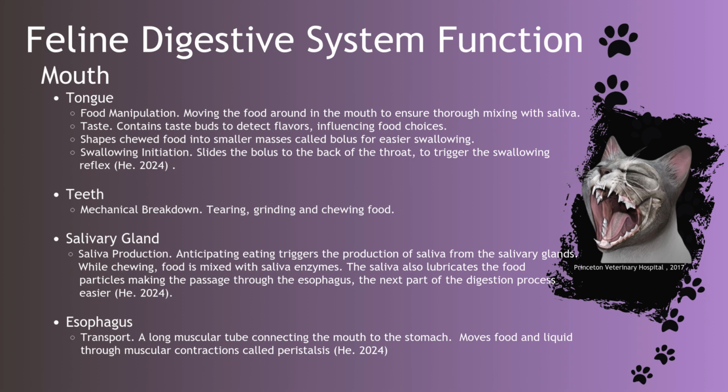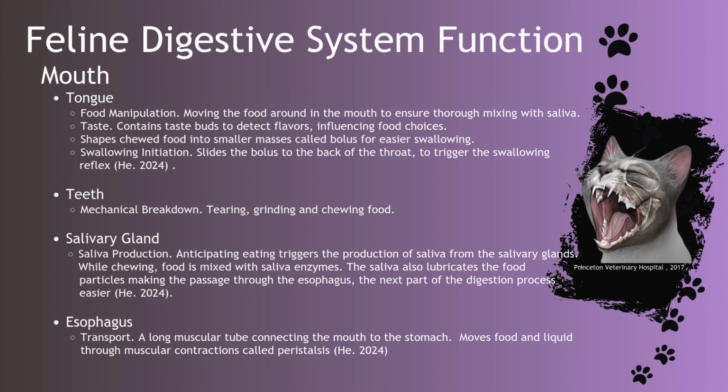In the mouth, we have the tongue, which helps with food manipulation, moving the food around in the mouth to ensure thorough mixing with saliva. It also contains taste buds to detect flavors and influence food choices. It shapes chewed food into smaller masses called bolus for easier swallowing. Swallowing initiation, when the food slides to the back of the throat to trigger the swallowing reflex.